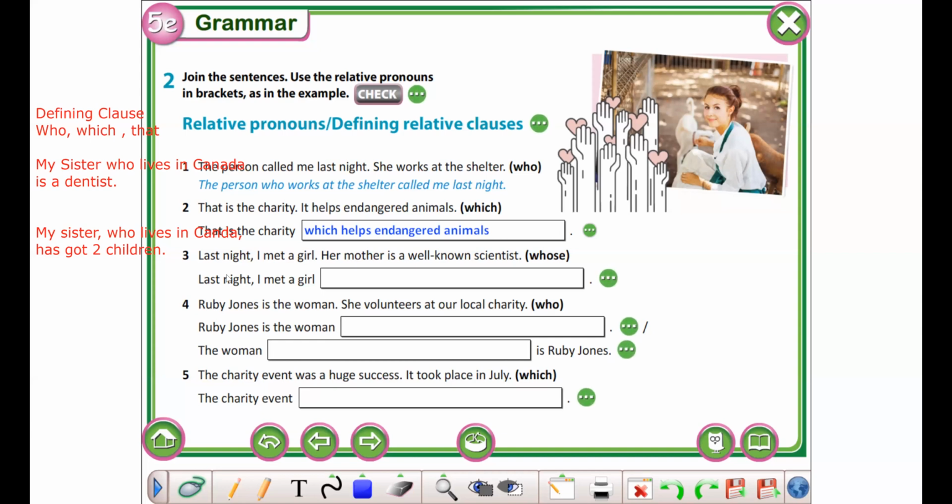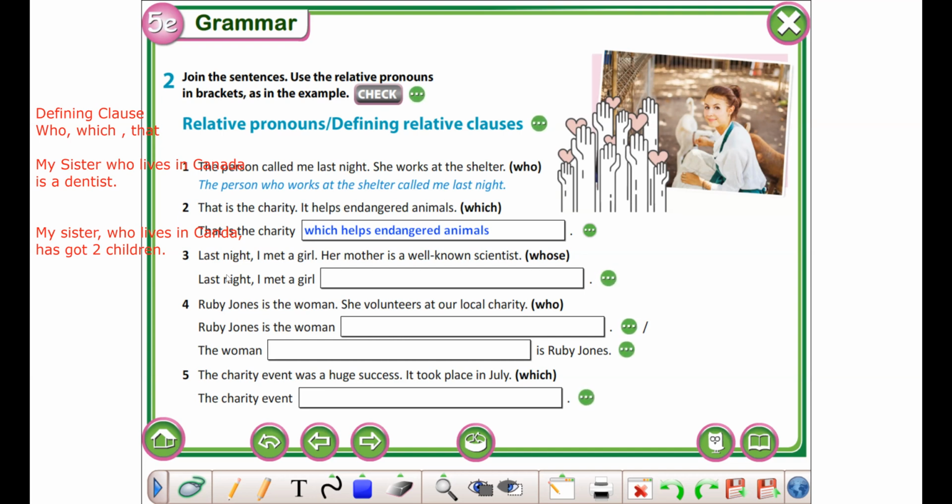Добре. Наско? Number 4. Nasco, can you hear us? Yes. Okay, we are doing exercise number 2. Ruby Jones is the woman. She volunteers at our local charity. Ruby Jones is the woman who volunteers at our local charity. Чудесно, браво. И последното става за Алекс.